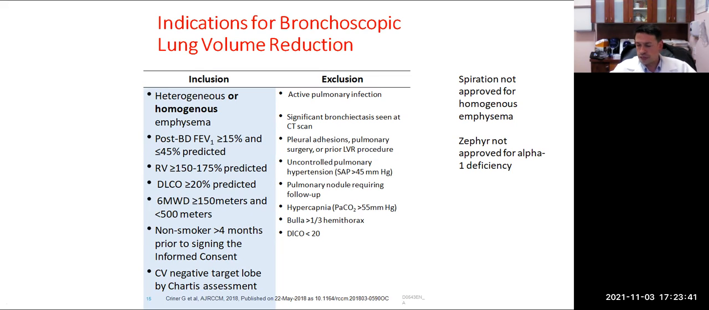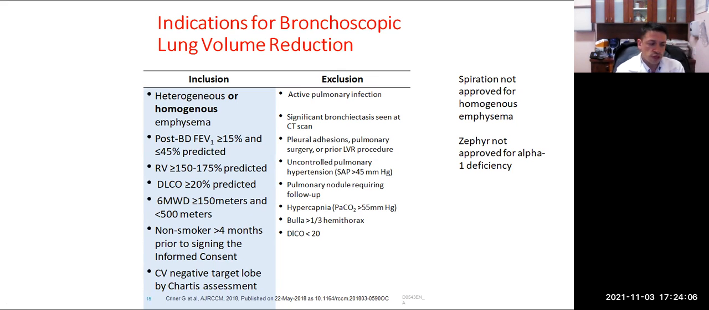So I tell those pulmonologists, if you have someone with clinical emphysema, they're symptomatic, FEV1 is less than 45%, we're happy to formally evaluate them with all these other technologies. Now, diffusion capacity more than 20% was adopted straight out of the NET trial, because in the NET trial, DLCO of less than 20% was considered to be a marker for increased mortality.